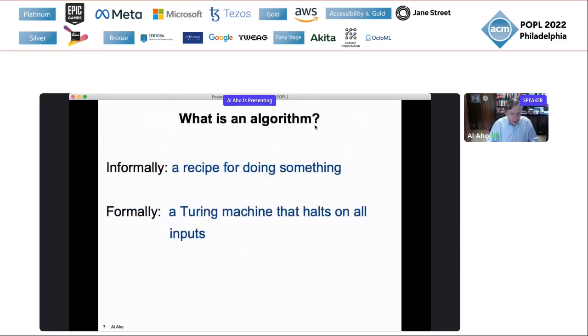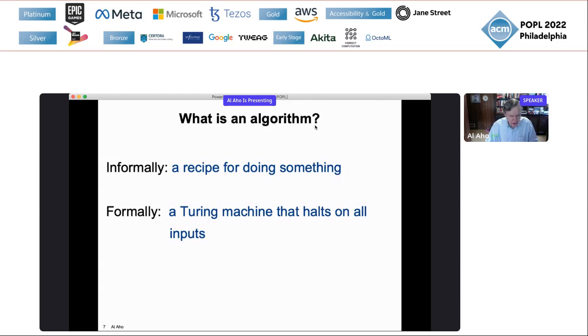We are all familiar with the notion of an algorithm in computer science. Informally, I like to think of an algorithm as just a recipe for doing something. Formally, we can define an algorithm to be a Turing machine that halts on all inputs. I might mention there are some people who say an algorithm does not have to halt on all inputs.